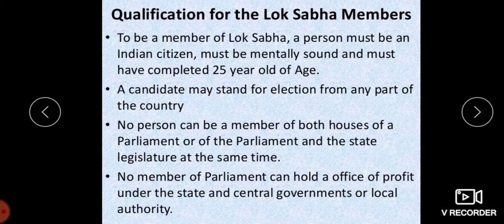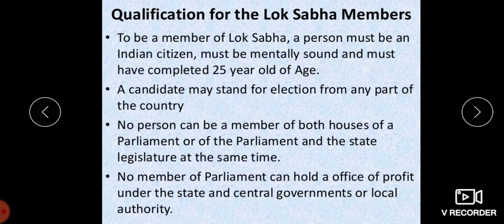However, it can be dissolved before the expiry of its normal term by the president on the advice of the prime minister. During the proclamation of an emergency, the period of the Lok Sabha may be extended for 1 year at a time. The new Lok Sabha must be elected within 6 months after the national emergency is lifted.